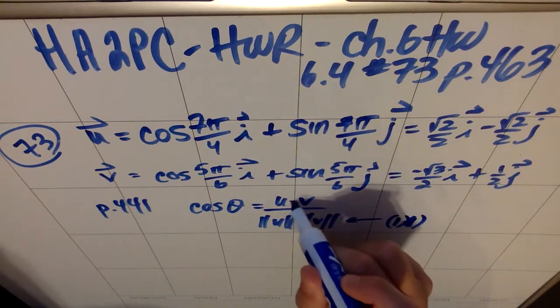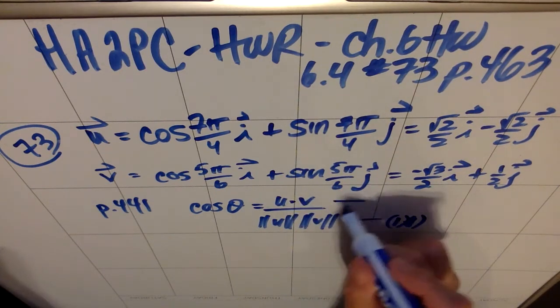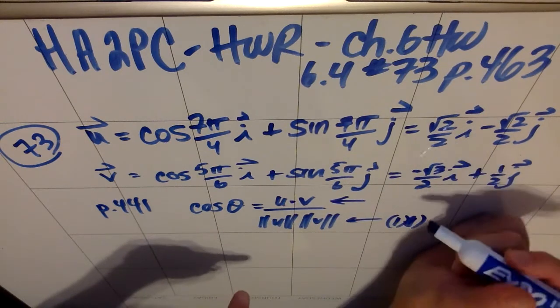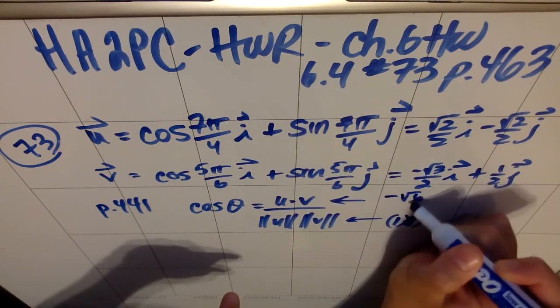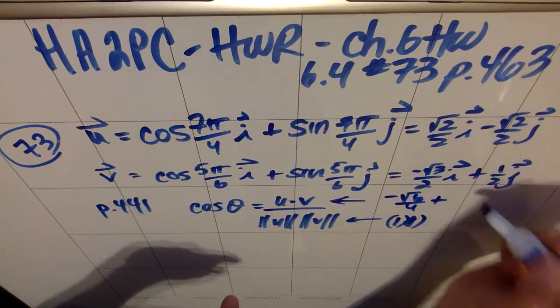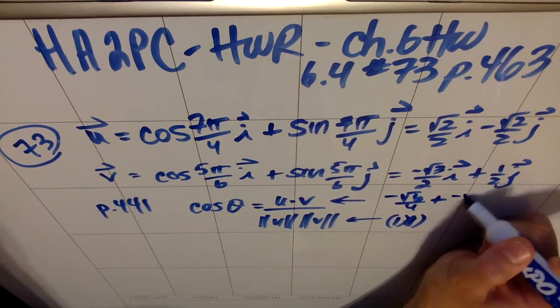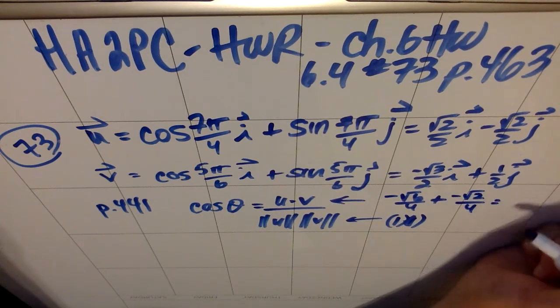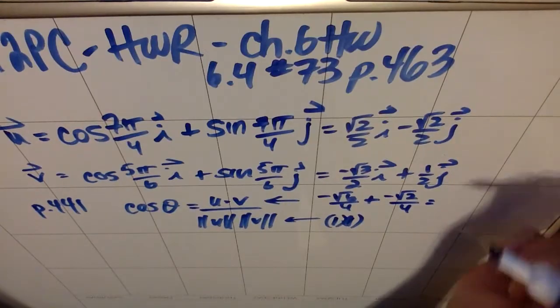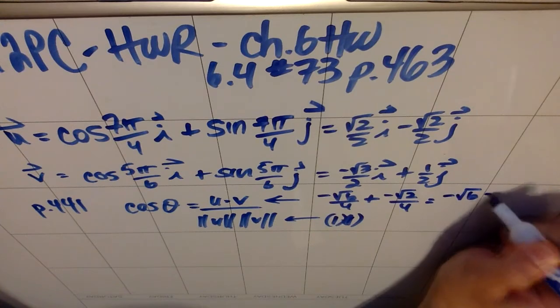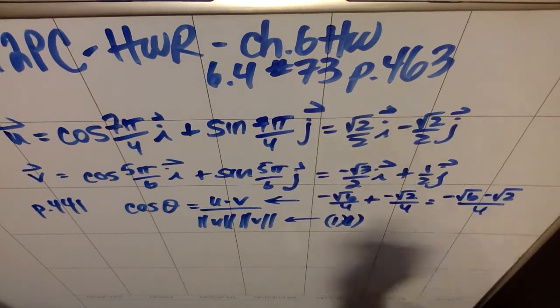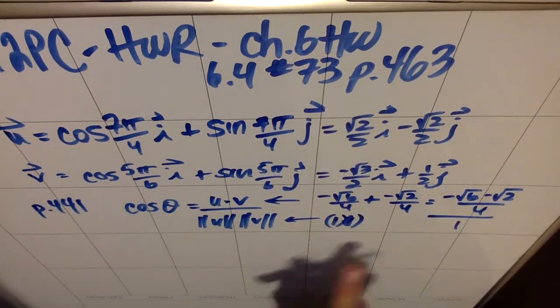What's less fun is u dot v on the top. So I have to do u dot v, and to do that, I multiply the x coordinates, so that's going to be a negative root 6 over 4. And I add that to what happens when I multiply the y coordinates, or the vertical components, and that'll be a negative root 2 over 4. So I'm going to get that this, which is not fun at all, is a negative root 6 minus root 2 all over 4. Technically this whole thing is all over a 1 because of these denominators.